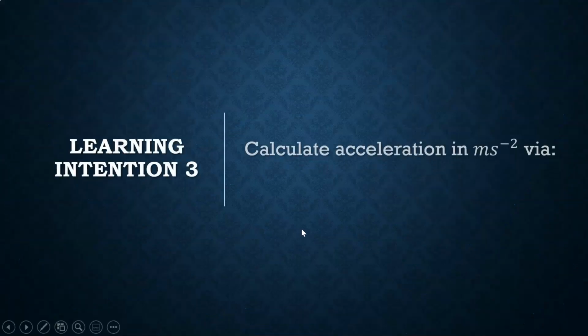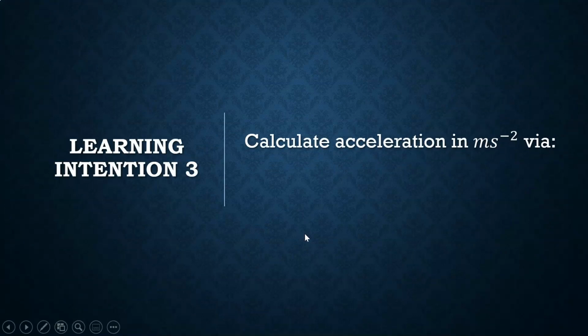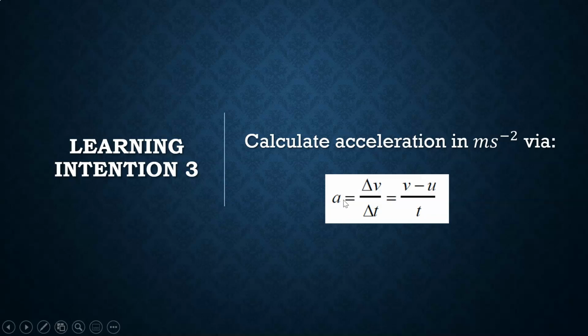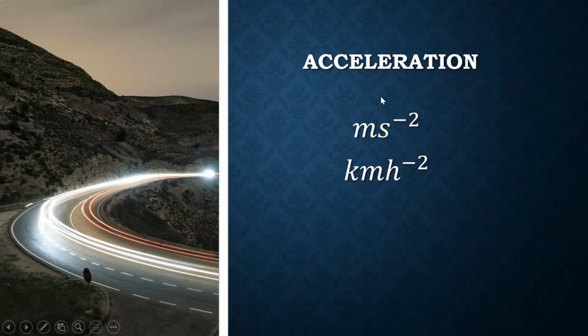Okay, learning intention number 3. Calculate acceleration in meters per second squared, and you'll see when we're talking acceleration, we're talking the exponent -2 compared to the -1, which was our speed. Okay, now don't get freaked out at this formula. Acceleration equals delta velocity divided by delta time. Delta just means changing, so change in velocity, or we might be saying change in speed, divided by change in time. Okay, so don't panic, we'll go through all of this.